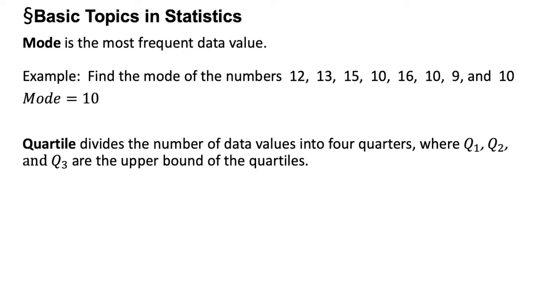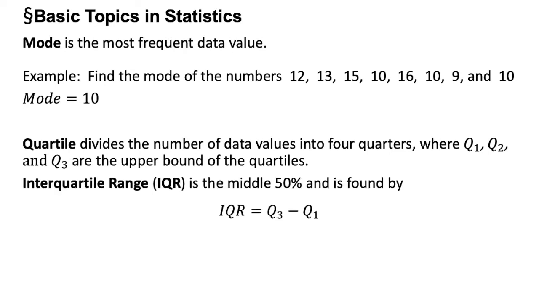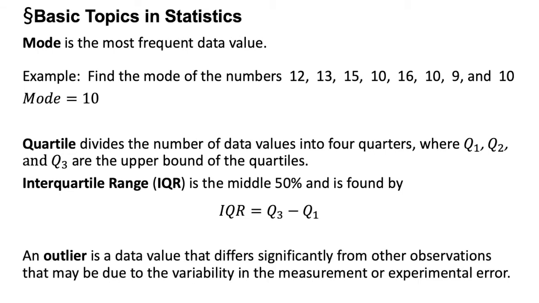Quartiles divide the number of data values into 4 quarters. And interquartile range, or IQR, is the middle 50% of the data values. That is, IQR equals the third quartile minus the first quartile. An outlier is a data value that differs significantly from other observations, which may be due to variability in the measurement or experimental errors.